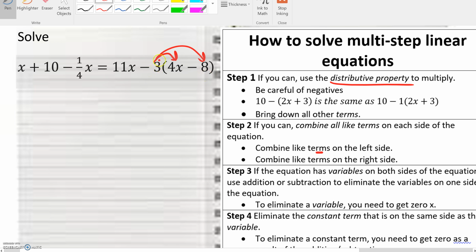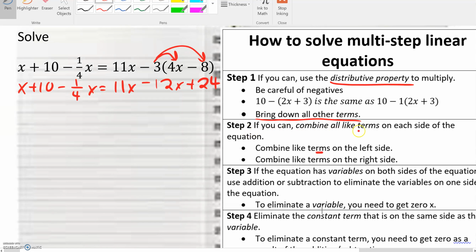the parentheses. Now, this is actually a -3. When I see that, I'm actually distributing a -3. So -3 times +4x is -12x, and -3 times -8 is +24. And I'm just going to bring down all the other terms. That's what it says here. So I've got x plus 10 minus 1/4 of x equals 11x.